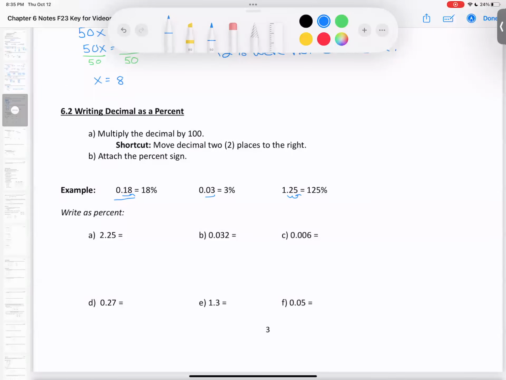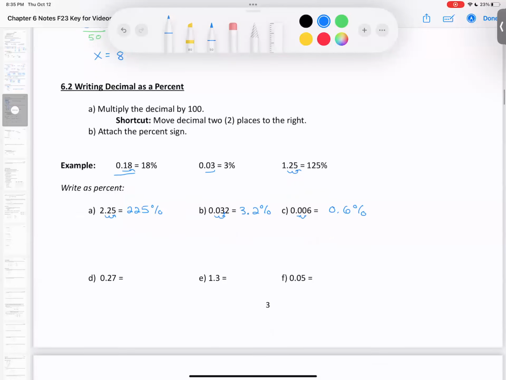All right, so hopefully you had a chance to do these ones on your own. So 2.25, we're going to multiply by 100. In other words, move that decimal place 2 over to the right, and that will give us 225%. 0.032, our decimal place is going to land here, so that's going to become 3.2%. And this next one, if we move the decimal place 2 over, whoops, we're going to get 0.6%. Okay, 0.27 then, we're going to get 27%.